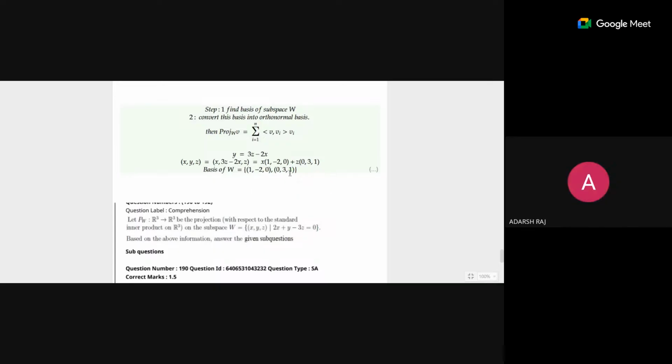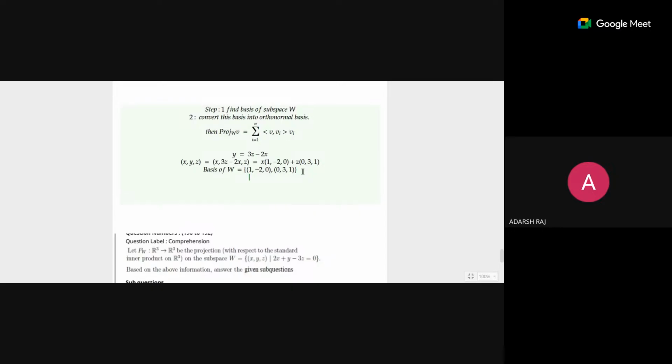So check if these two vectors are orthogonal or not. So we have to convert these two vectors into orthonormal vectors. For converting to orthonormal vectors, we have to use the Gram-Schmidt process, right?